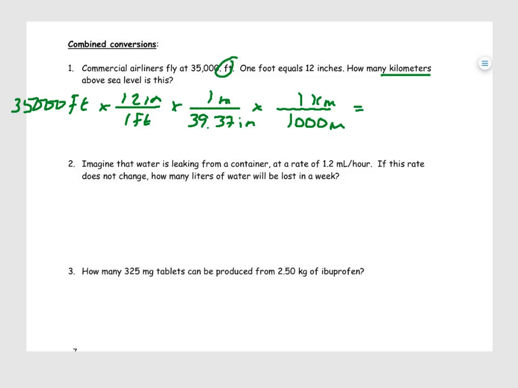So again, pick up your calculator, do the math, pause it, and then come back. You should do 35,000 times 12, and then multiply by 1, multiply by 1. Don't do that, of course. Divide by 39.37, and then divide it again by 1,000. Your calculator should be saying 10.66802 for the calculator answer. That's in kilometers. Your final answer can have 5 digits, because 35,000 had 5 digits.